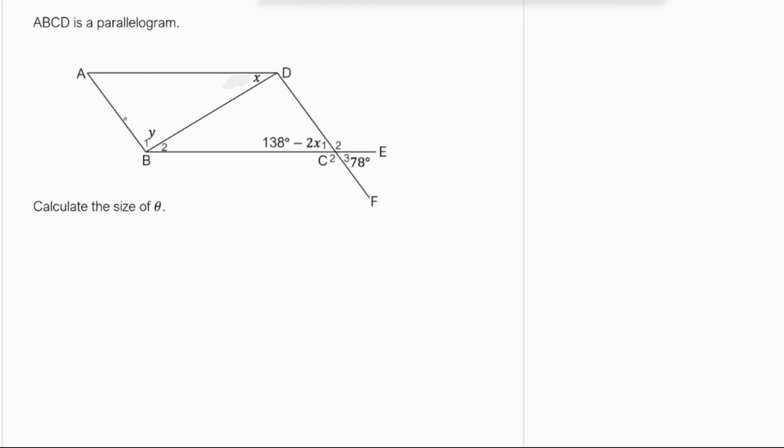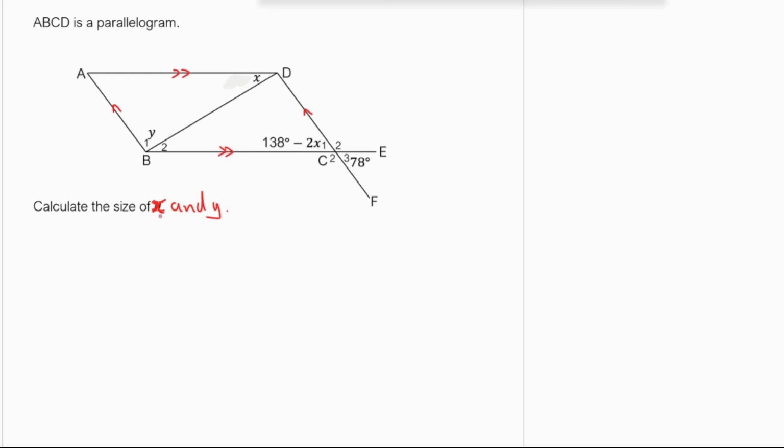ABCD is a parallelogram. Calculate the size of X and Y, right? So ABCD is a parallelogram, meaning that AB is parallel to DC or DF, since DF is a straight line. And then AD is parallel to BC, or you can say parallel to PE.